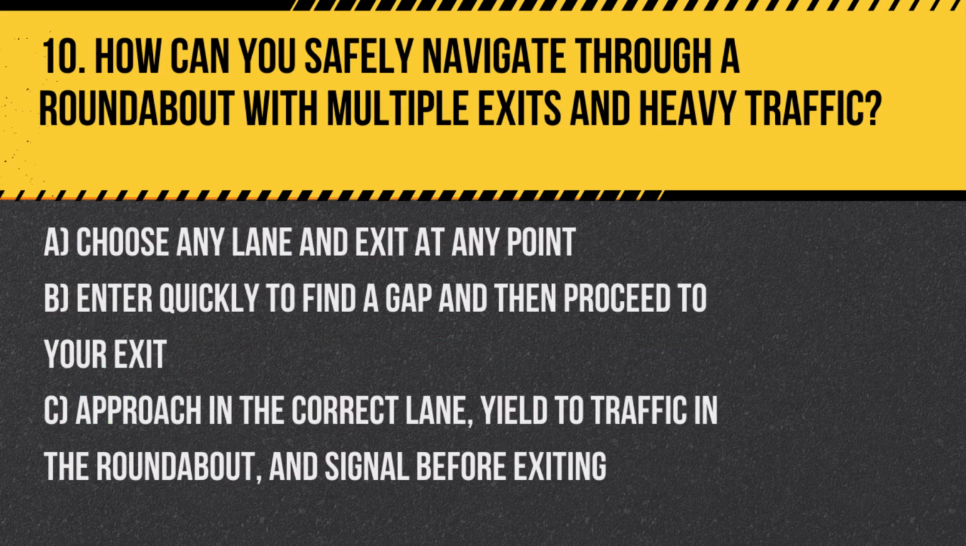Question 10. How can you safely navigate through a roundabout with multiple exits and heavy traffic? A. Choose any lane and exit at any point. B. Enter quickly to find a gap and then proceed to your exit. C. Approach in the correct lane, yield to traffic in the roundabout, and signal before exiting. Answer: C. Approach in the correct lane, yield to traffic in the roundabout, and signal before exiting. This ensures smooth traffic flow and minimizes collisions.